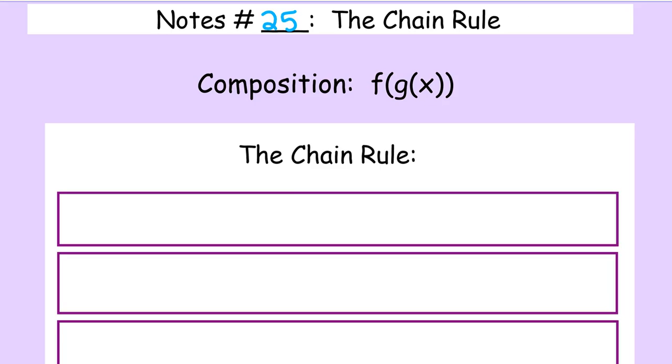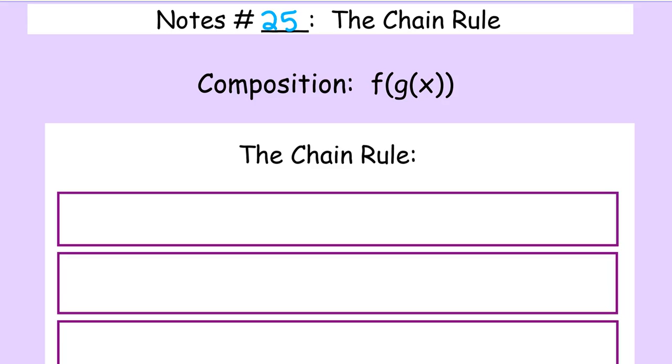Okay, so we're on notes number 25, and the title is the chain rule. And the chain rule is the process for finding the derivative of a composition of functions. A composition is where you have a function inside a function, so f of g of x. Now you could have more than two layers or more than two links in your chain, you could say. You could have any number of them, but the idea is you have one or more functions inside other functions.